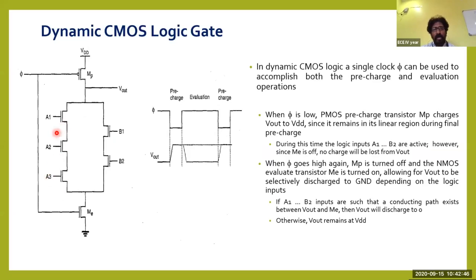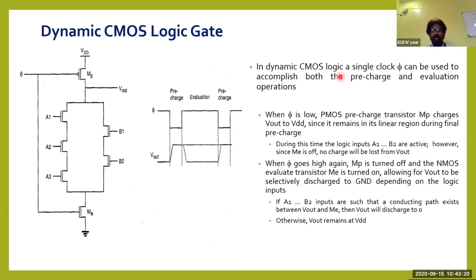Why? Because NMOS in series give the dot operation. So A1 dot A2 dot A3 will be taken in brackets, plus this, both are again in series, so it is B1 dot B2, and this B1 B2 is in parallel to the A1 A2 A3, so I have taken the plus in between, so it is A1 A2 A3 plus B1 B2. So that is your Boolean equation, and for that Boolean equation, this is your dynamic CMOS logic structure. So let us see the operation of this circuit.